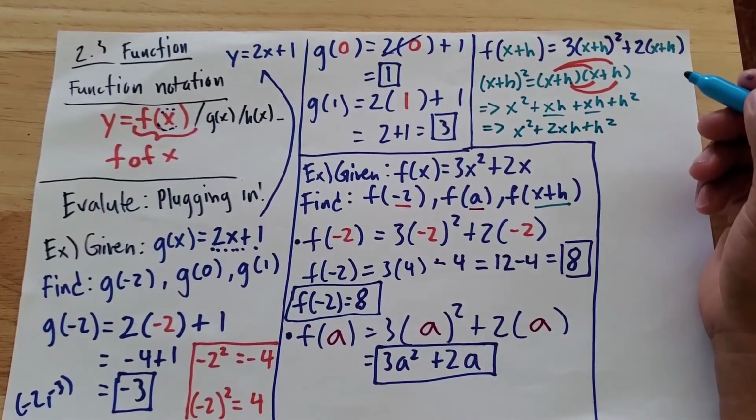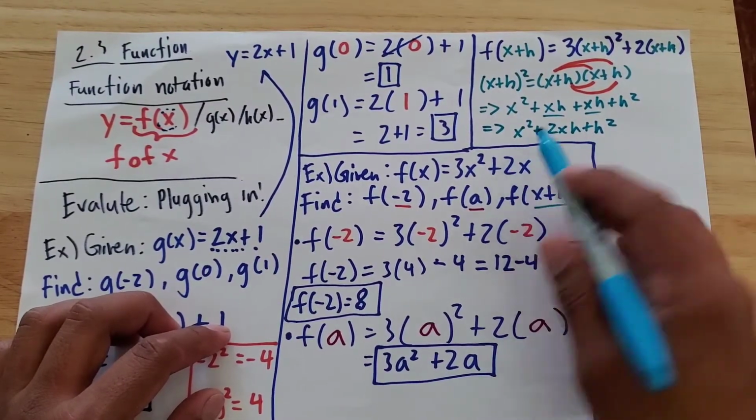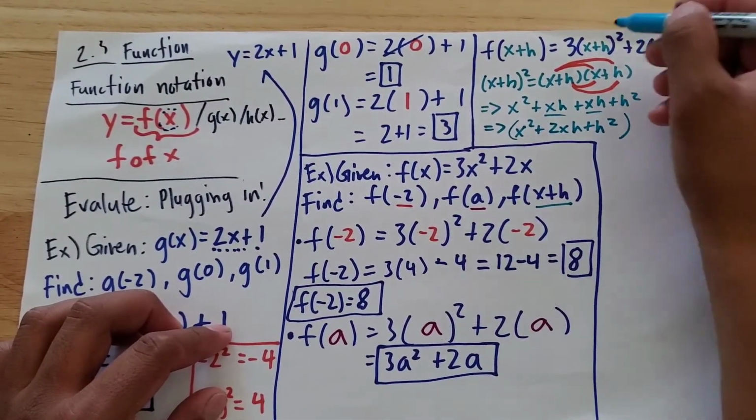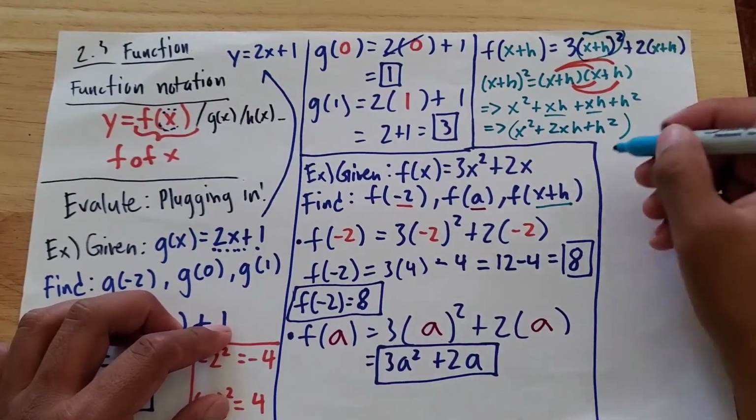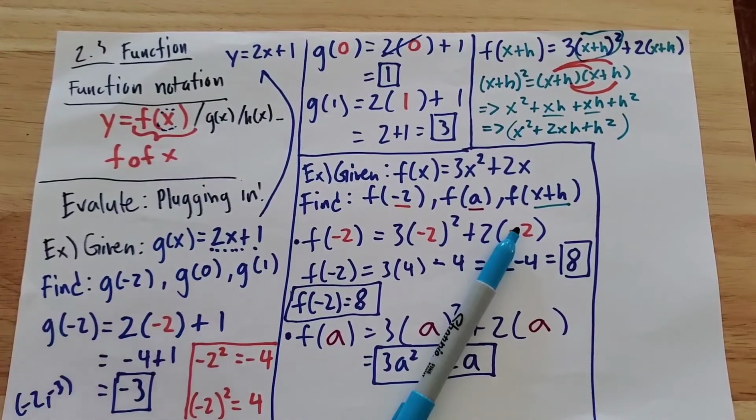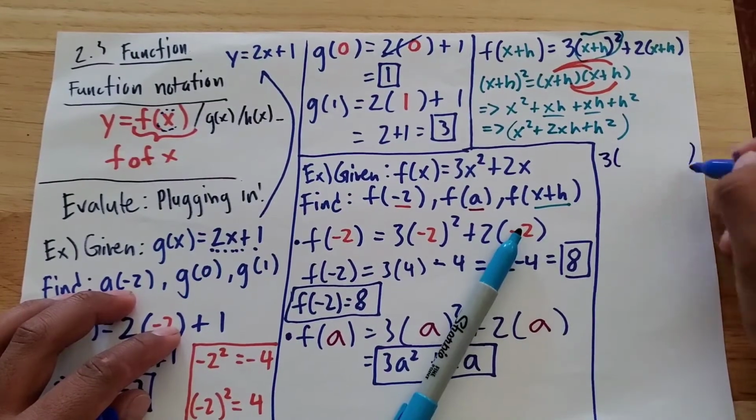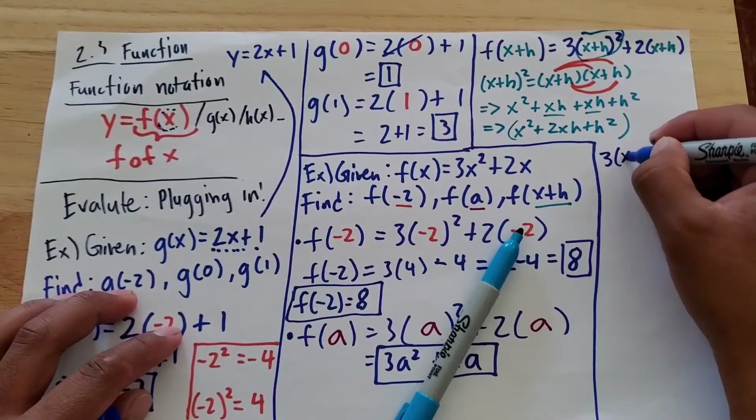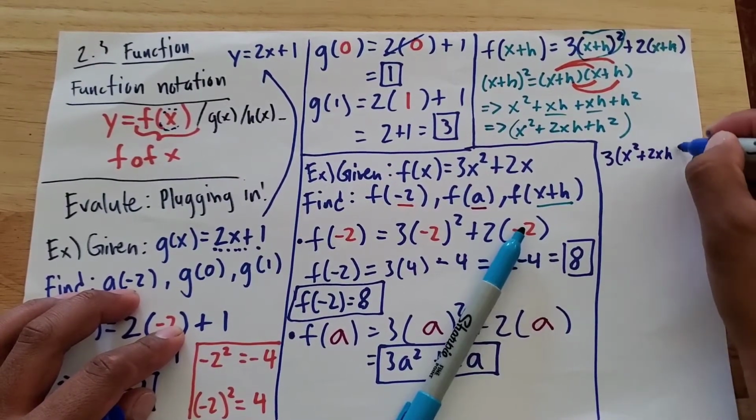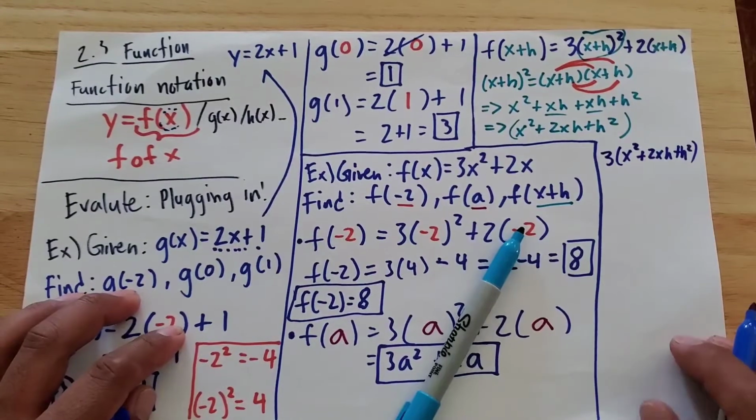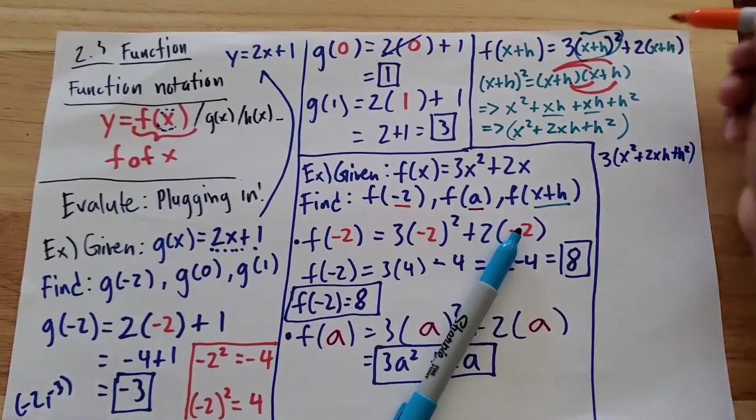Now I'm running out of room here. I wish I had a little bit more, but what's going to happen now is all of this gets replaced here, which then will look like you're multiplying 3 to this whole thing here. It's going to be x squared plus 2xh plus h squared.